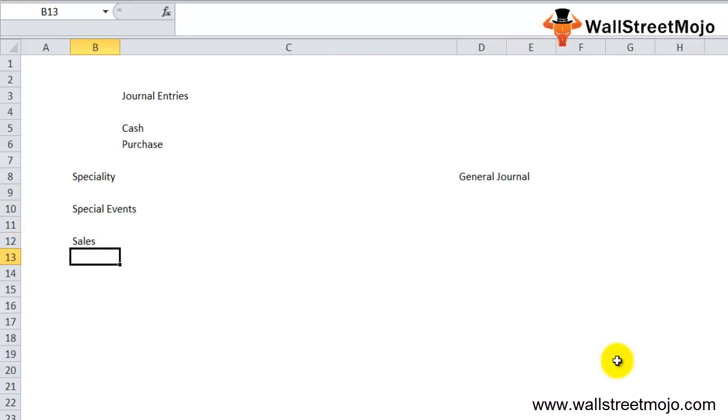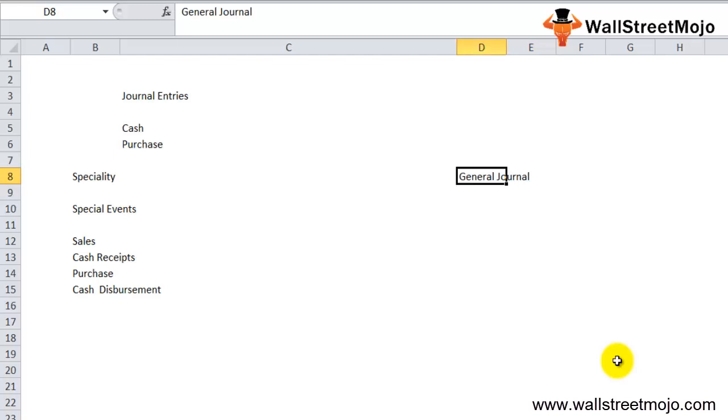There are mainly four kinds of specialty journal. One is the sales journal, another is the cash receipts journal, then there is the purchase journal and the cash disbursement journal. These are the four types. Now, the company can have more specialty journals depending on its needs and the type of transactions. But these four contain the bulk of the accounting activities, and all of the transactions which are not entered into the specialty journals are accounted in the general journal.